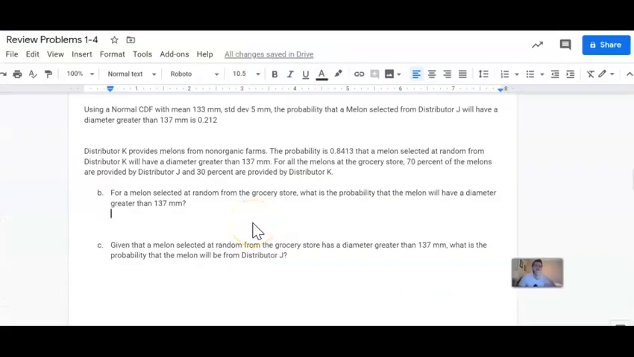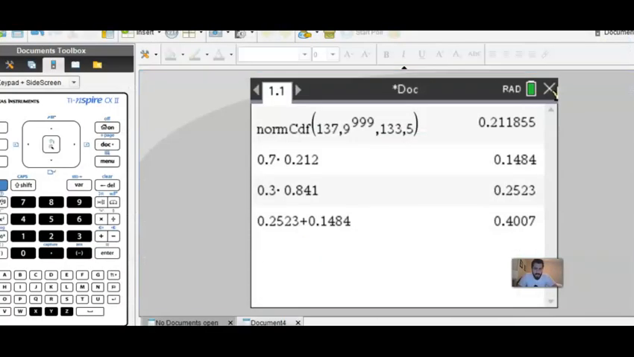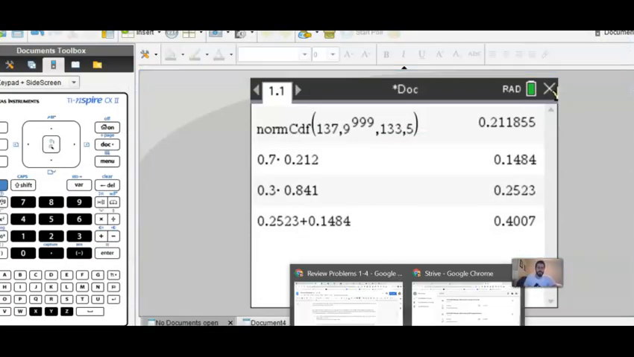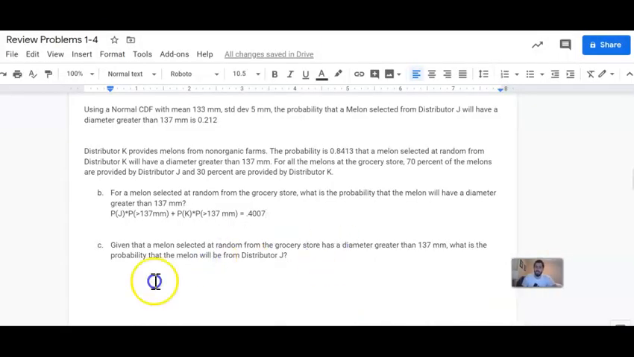And we would probably draw our tree diagram on this, but since I don't have a way to show you that, I'm just going to assume you use the tree diagram that I made. So the probability that a melon is from J and greater than 137 millimeters plus the probability that a melon is from K and is greater than 137 millimeters is 0.400, what was it, 7? Yeah, 7. And there you go. That's all for part B.